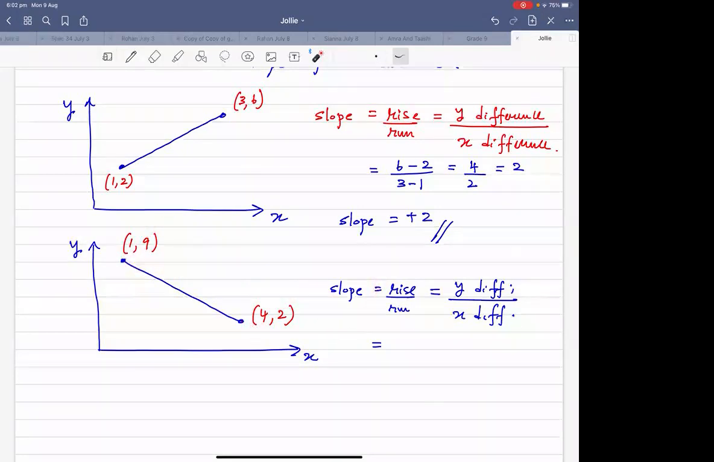Right? So now we'll do the calculation properly. So the y difference would be 9 minus 2 divided by 1 minus 4. So it's going to be 7 divided by minus 3. So it's minus 7 divided by 3. And that makes sense.